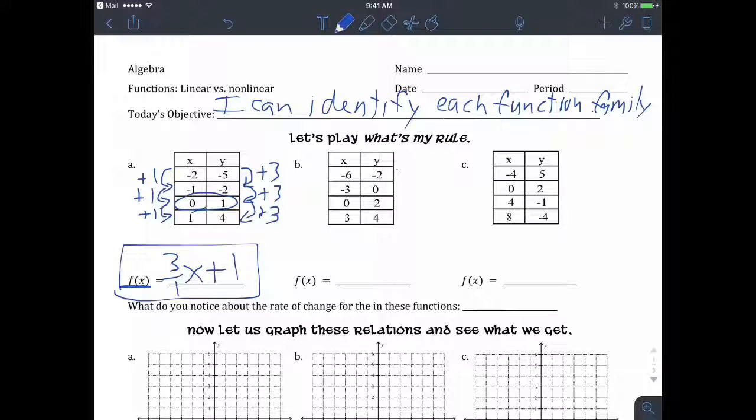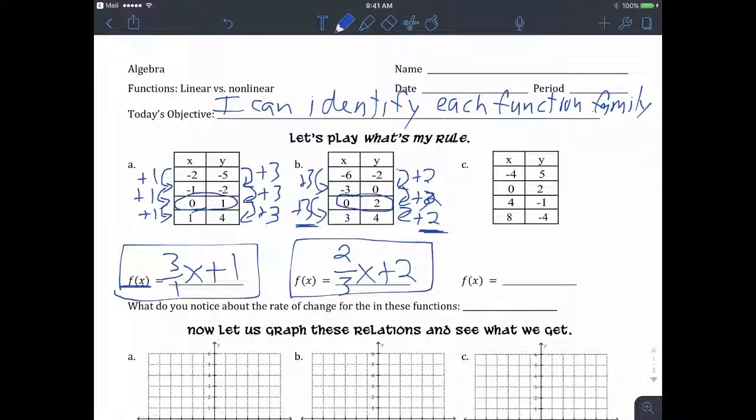All right, now for B, what we're looking at is the input of 0. That gives me an output of 2, so we're going to have x plus 2. Now we got to find out what goes out in front of the x. So what we need to do is find the change in y and divide by the change in x. And this time the change in y, we're adding 2 each time. And then on the other side, we're adding 3 each time. So what that means is the change in y divided by the change in x is going to be 2 over 3. So the function rule is f of x equals 2 over 3x plus 2.